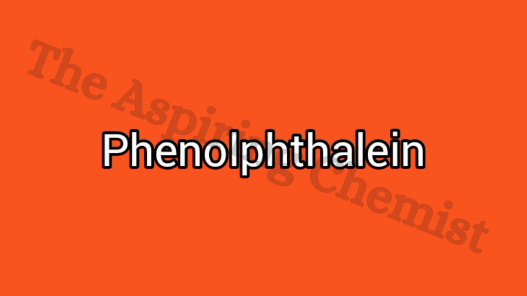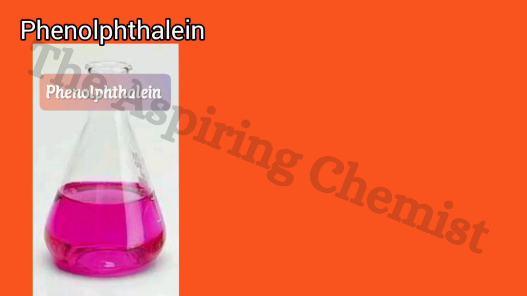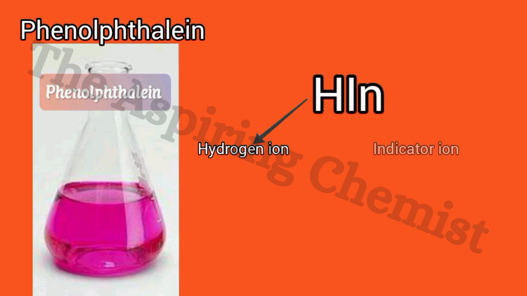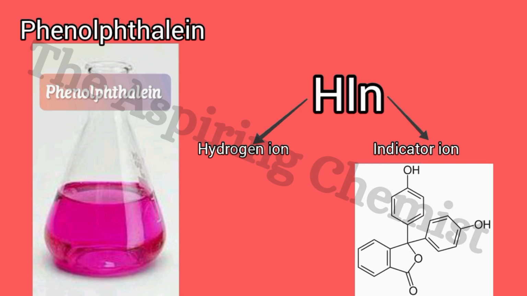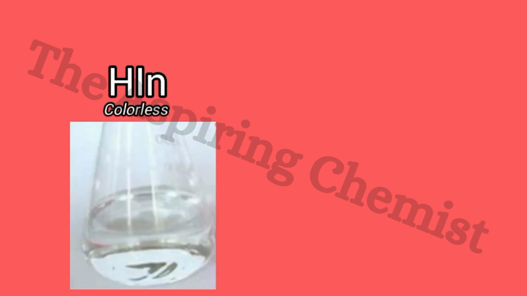The phenolphthalein is a weak acid represented with this formula. Now the H in that formula represents the hydrogen ion, while the IN represents the indicator ion. And this is actually a huge chemical formula, but in this video I'm going to shorten it as IN. And this ion is the negative ion of this acid. The HIN molecule is colorless, while the indicator ion is magenta in color.